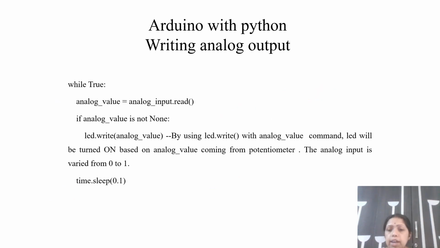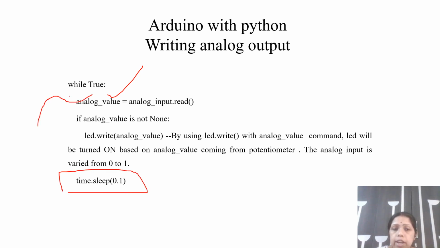Again I'm reading the data from the potentiometer. Analog value is equal to analog input dot read. So I'm storing the data from the potentiometer in the analog variable, and if any value is there, then that value will be passed through the write operation for the LED: LED dot write analog underscore value. Then if nothing is there, it will wait for some time. Again it will read the data and check the analog value. If any analog value is there, then directly it will pass the analog value to the LED for the writing operation.